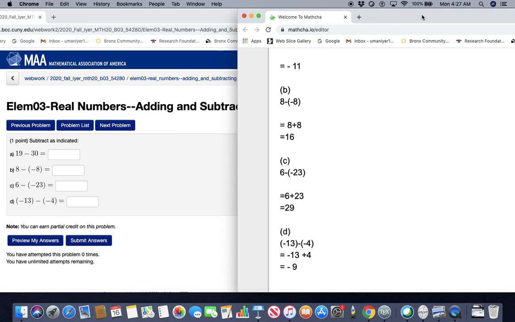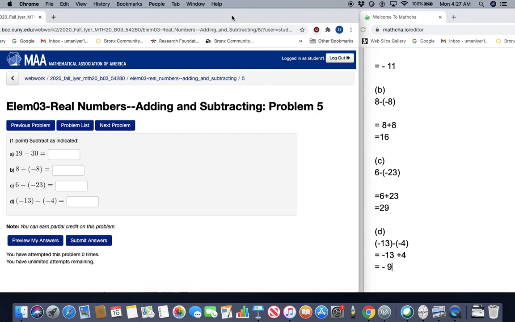Okay, so let me write down these answers. First one is negative 11. Next one is 16. Next one is 29. And the last one is negative 9.